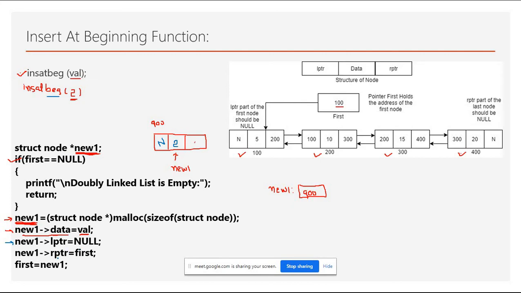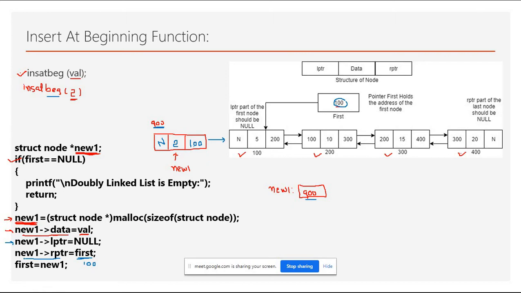Another thing, new one point to RPTR is equal to first. So what is first? Your first is having 100. Where do you have to put this 100? You have to put this 100 into the RPTR part of new one. So what is new one? New one is 900. That means we are talking about this node. RPTR is here, and here you have to put the address of the first node, because the first pointer is having 100, so you put 100 here.